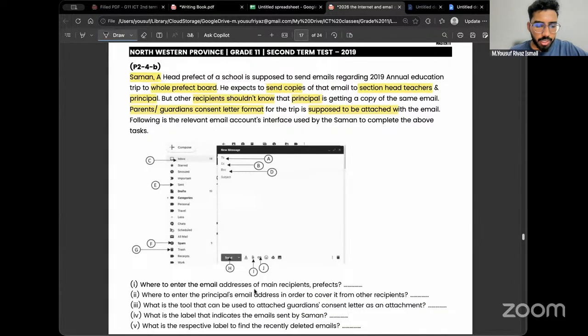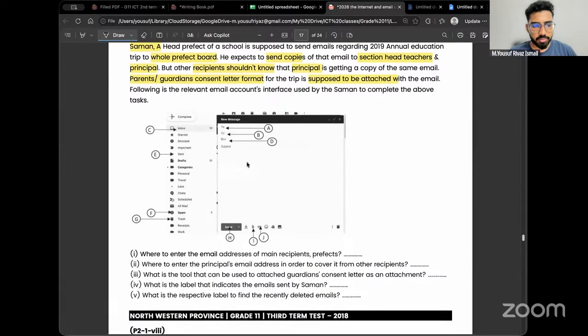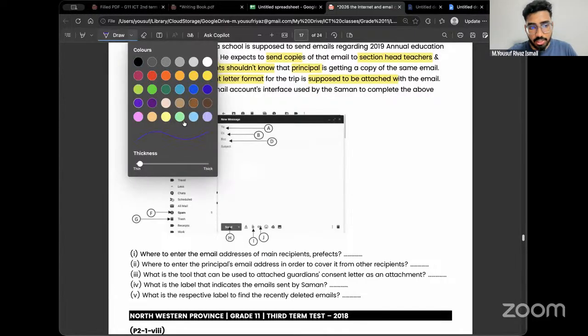We have to enter the email address of the main recipients, the prefects. Prefects are the main recipients, so they are going to be entered in which section? A, B, C, or D? Correct. The main recipients we put in the To section, so their emails are going to come in the A section.